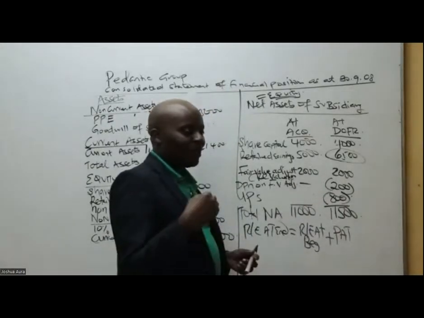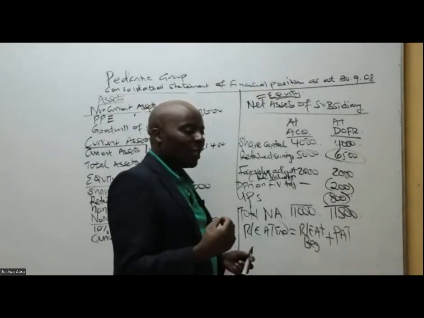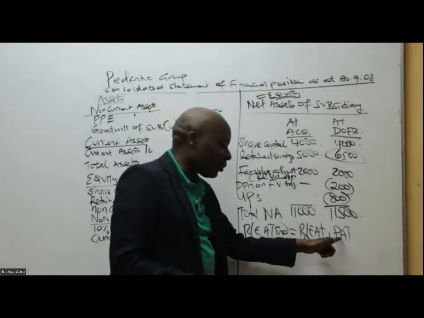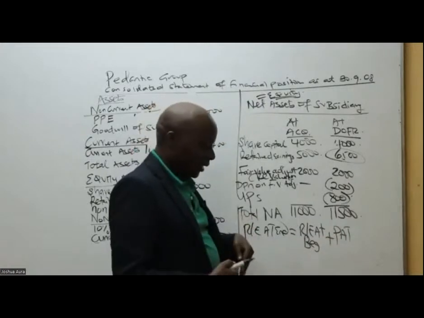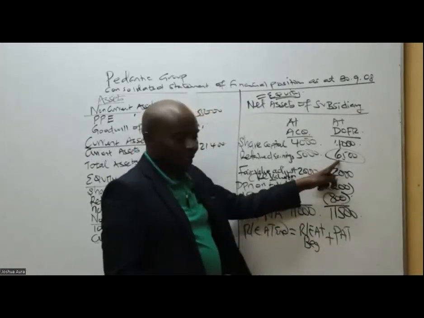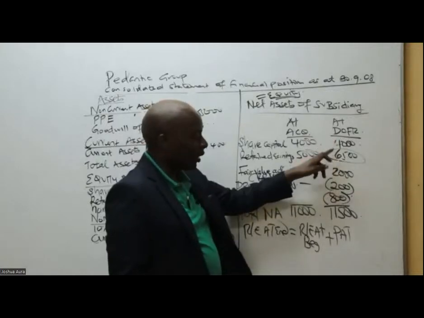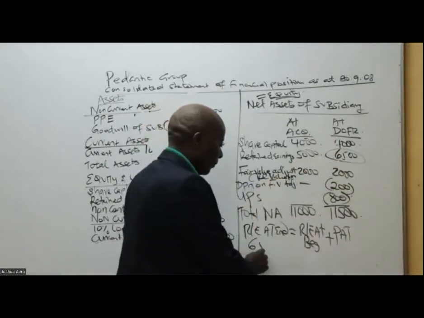At times, as we shall be seeing, you'll be told that there were dividends which were paid. If dividends are paid, they must be subtracted. But for now, we're saying retained earnings at the end, which were how much? At the end, there were 6,000. At the date of financial reporting, there were 6,500 there.